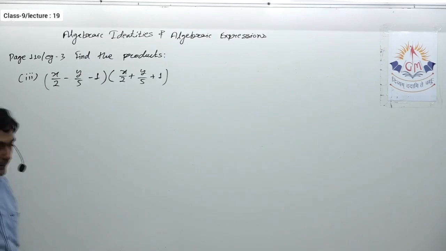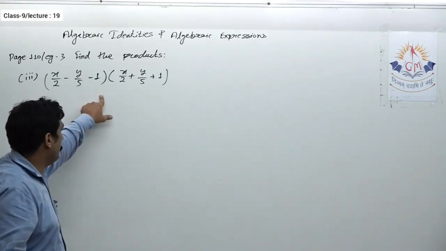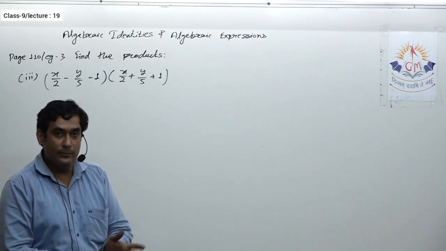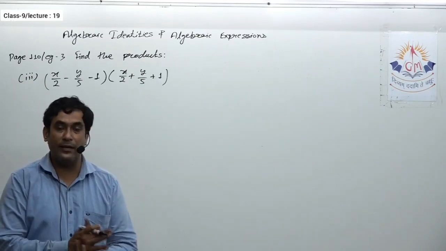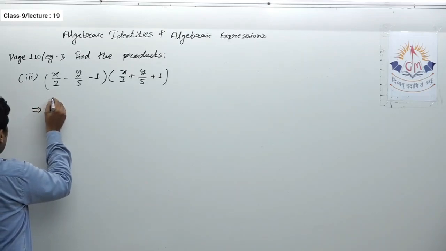Okay, let us see. We do not have any identity like (a plus b plus c) into (a plus b plus c). So definitely we have to convert the given expression in such a way that we can apply an identity. So let us see how to do so.